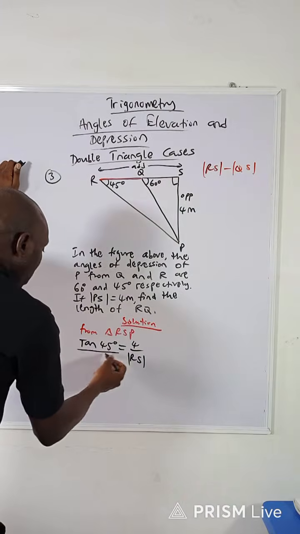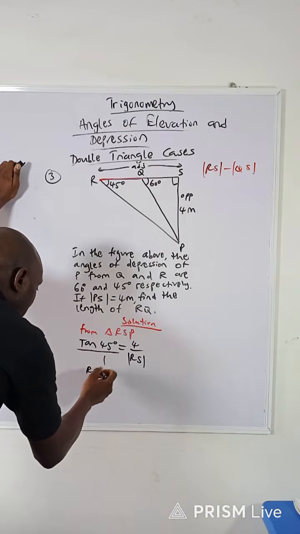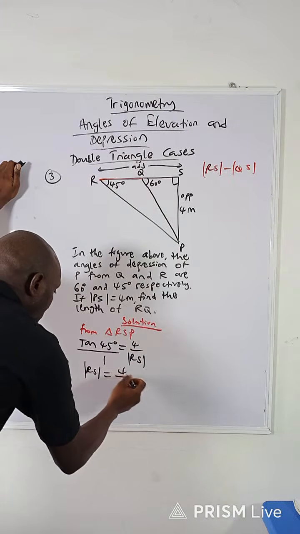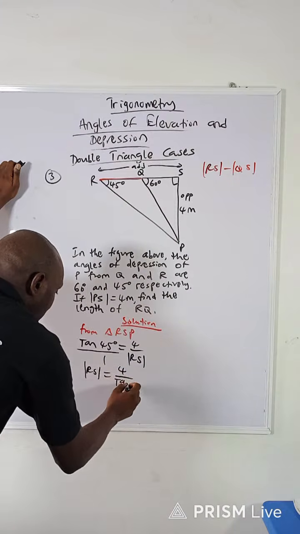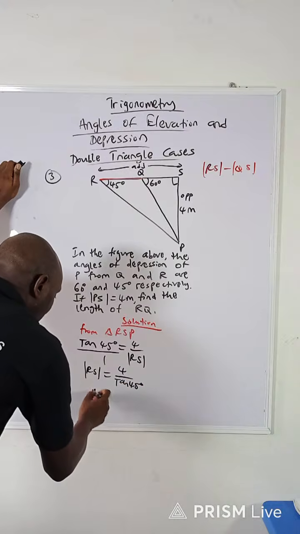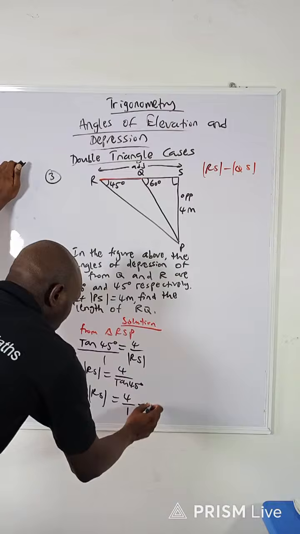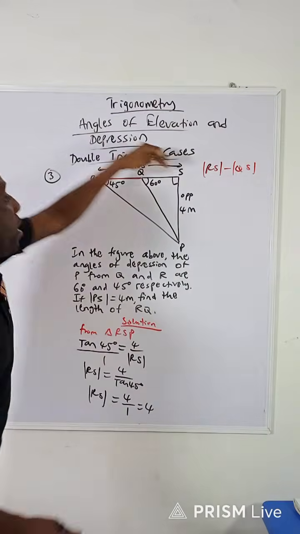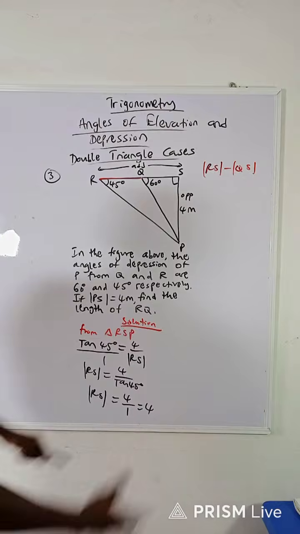Like I will always tell you, once you cross multiply, bring this RS up here. So RS is equal to 4 over tan 45 degrees. So what is tan 45 degrees? It's 1. So from R to S is 4 meters. Any question? I hope that's okay.